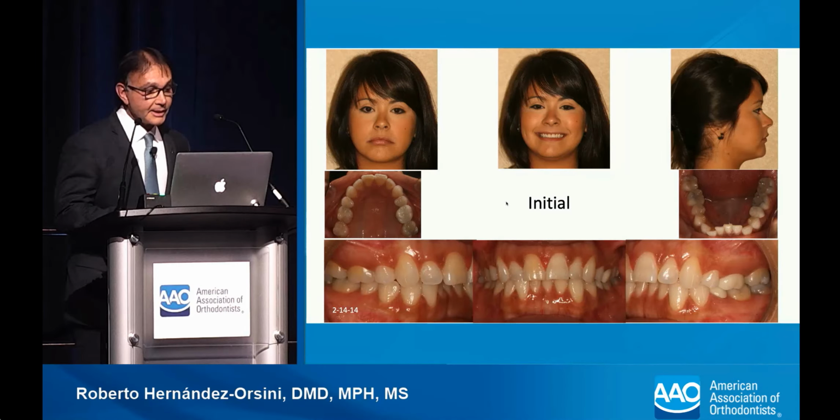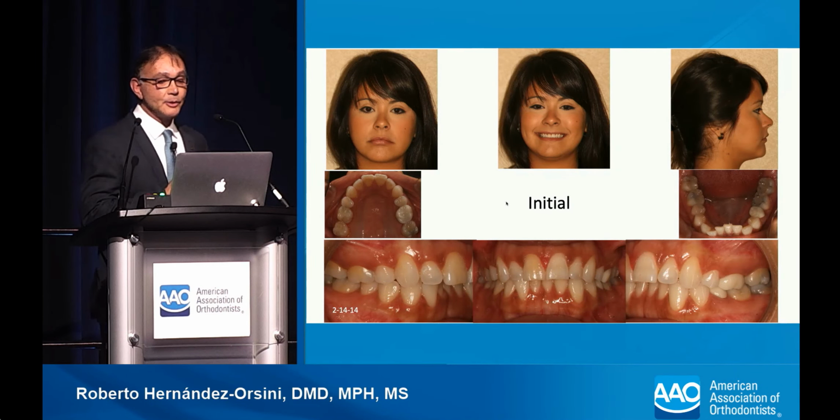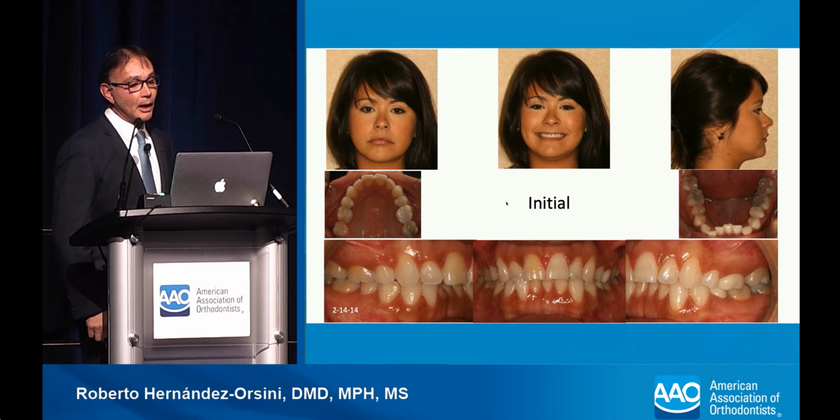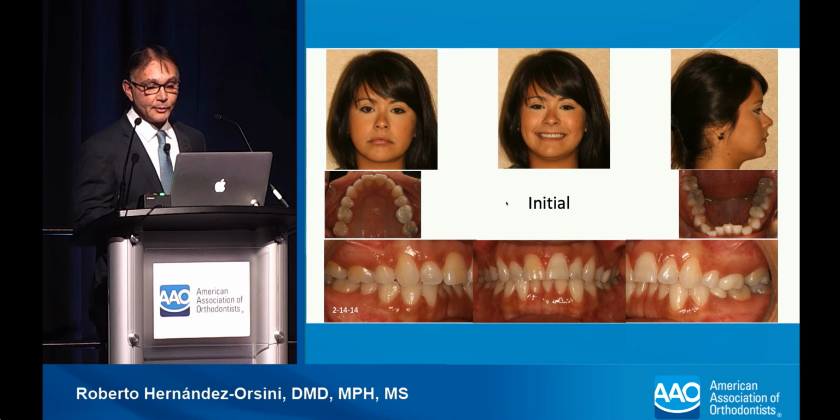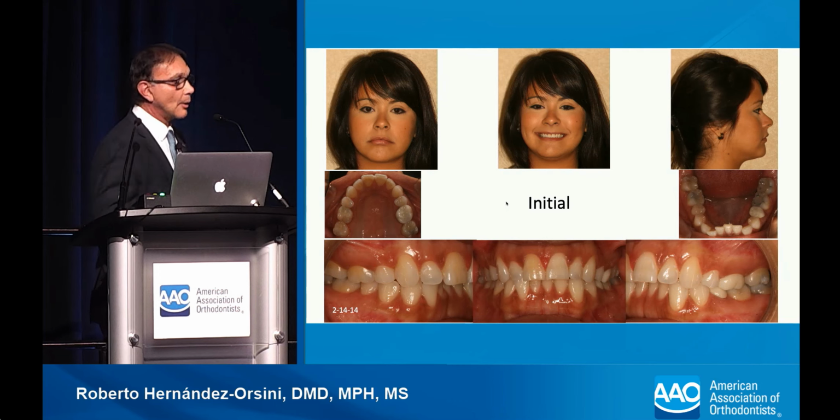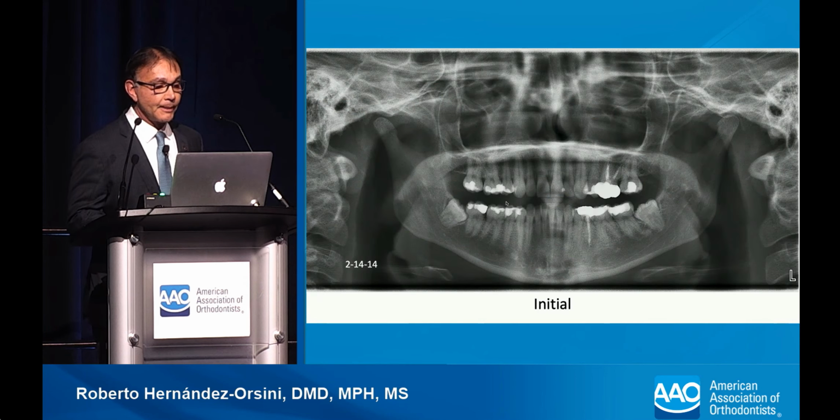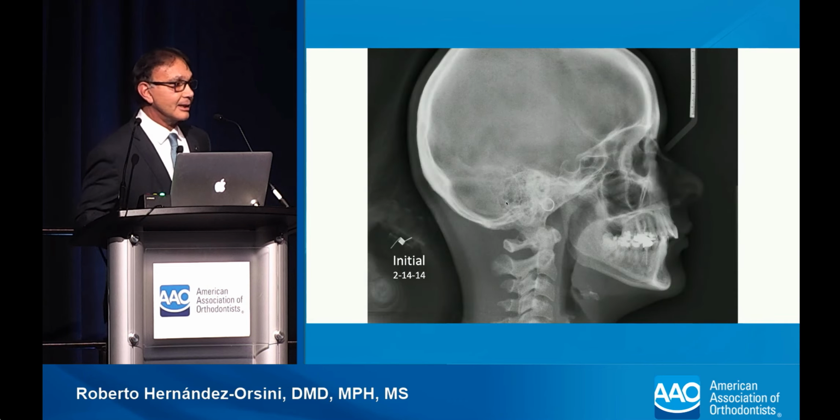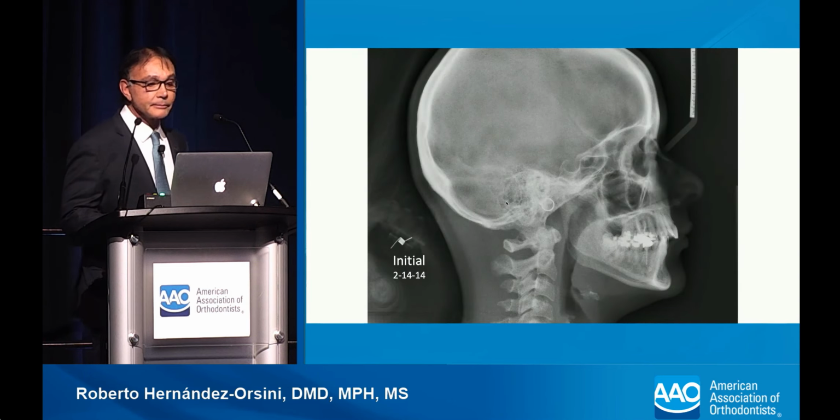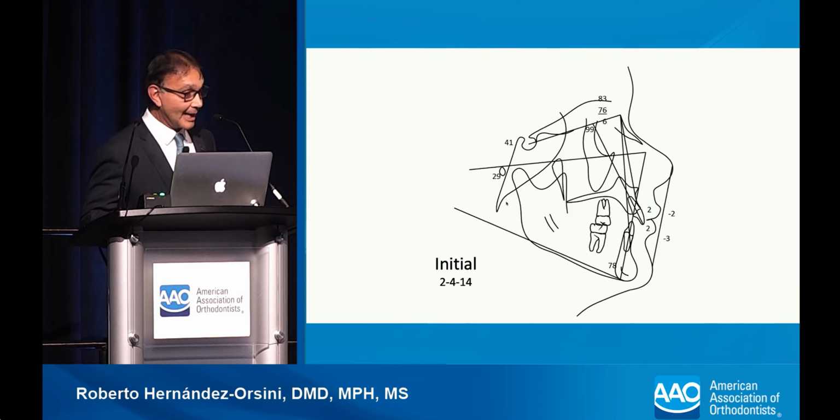Okay, our second case is Natalia. When she came to our office, she had been treated before with upper first premolar extractions and non-extraction in the lower arch, and she came with this amount of lower crowding and retroclined lower incisors. She still had the wisdom teeth present, and as you can see, this excessive overjet. So she was a class 2 with an ANB of 6.